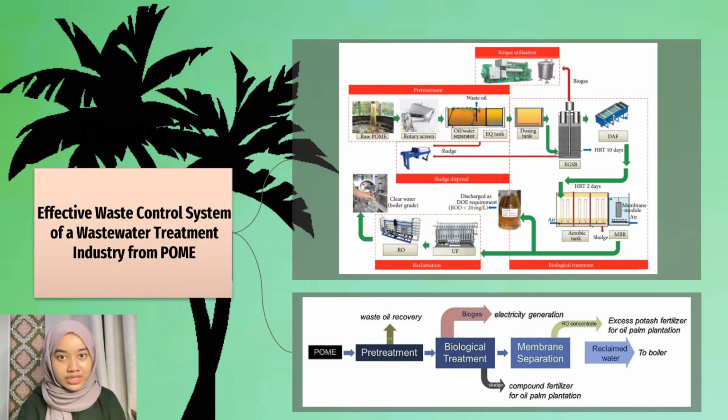Next, during biological treatment, the majority of organic matter is biodegraded. Then it enters the microfiltration membrane to filter unwanted materials, and finally during reclamation, the discharge is pressurized into ultrafiltration units, and the permeate from the unit is pressurized into the reverse osmosis unit to produce the final discharge.